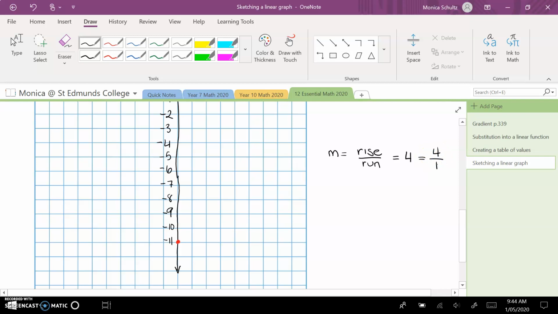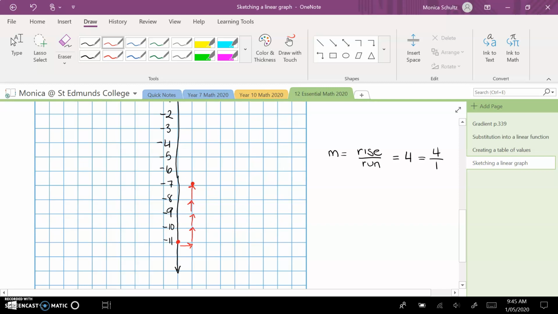So what that means is I can go in here, and let's say I'll use my red pen again. I'm going to run 1 space, and I'm going to go up my rise by 4 spaces. So 1, 2, 3, 4. And then I'll draw my dot right over here.